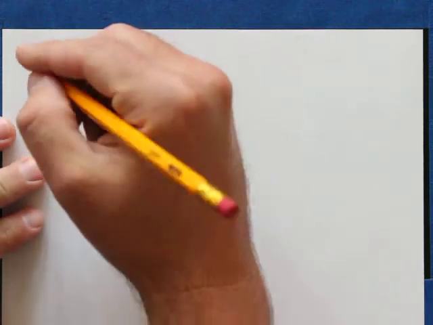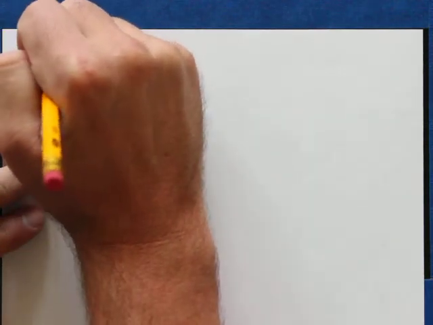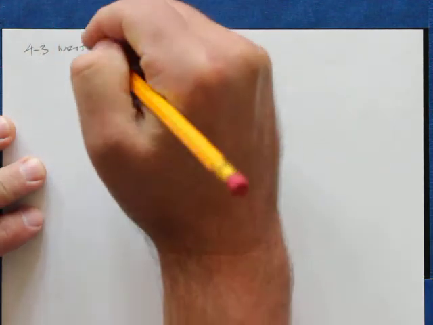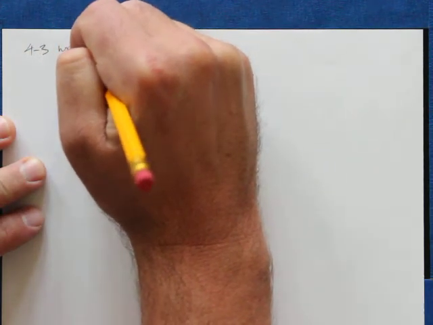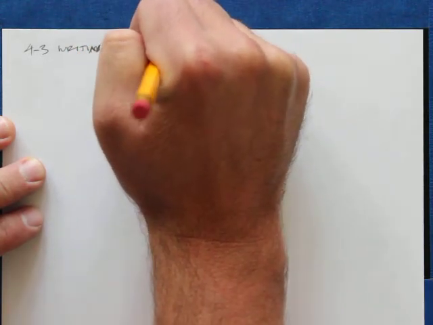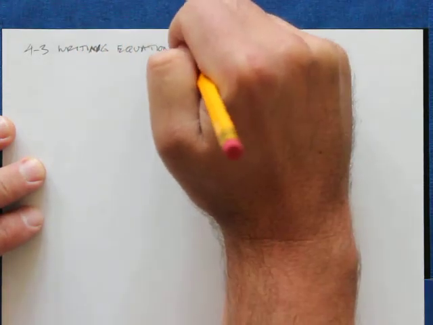Algebra 1, Section 4-3, Writing Equations. Writing equations in point-slope form.